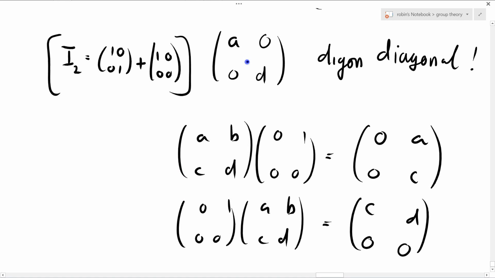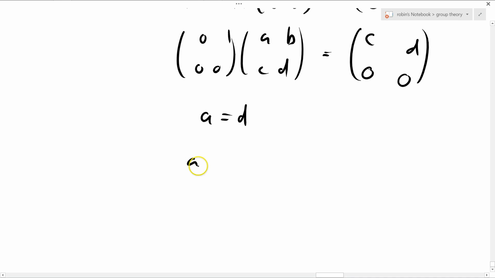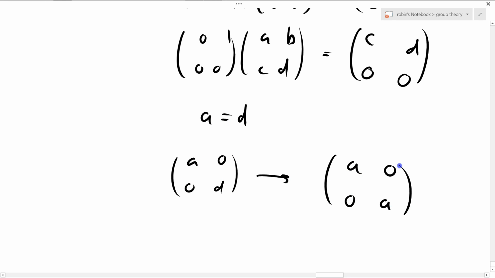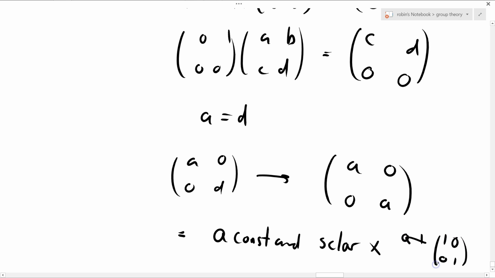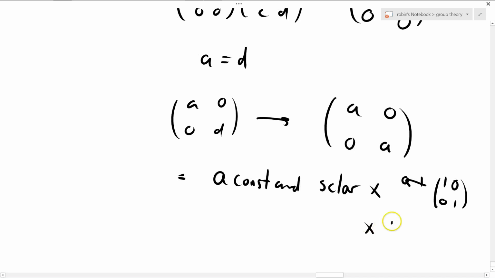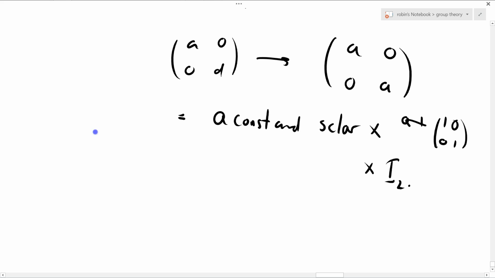So A equals D. So we've got this format here, A, 0, 0, D, and now we know that A equals D. So that tells me that we've got matrices of the form A, 0, 0, A, which equals a constant scalar times 1, 0, 0, 1. There we go. So it's a constant times I2, the identity matrix of size 2 by 2.